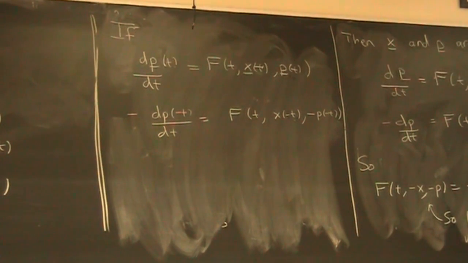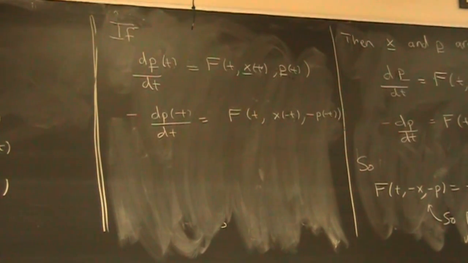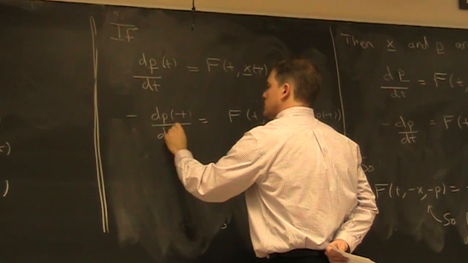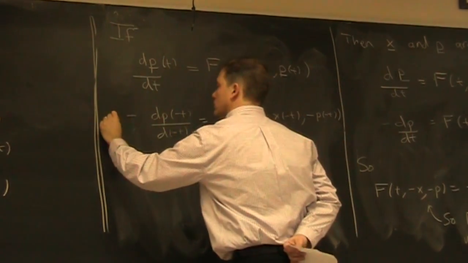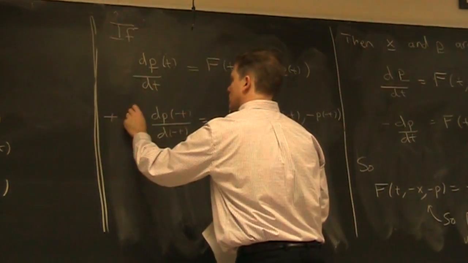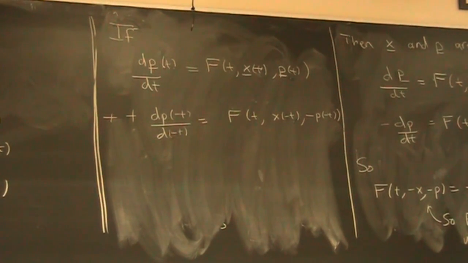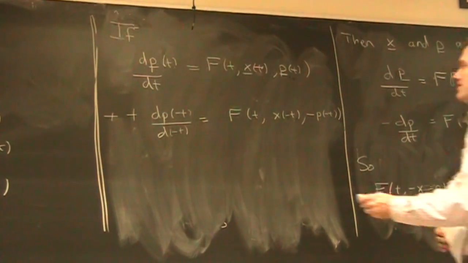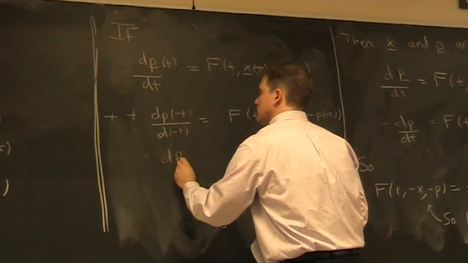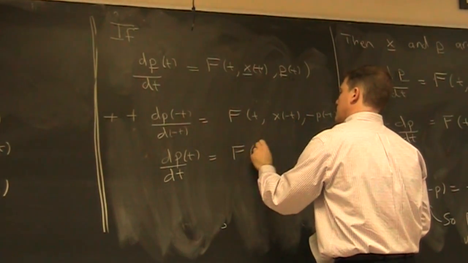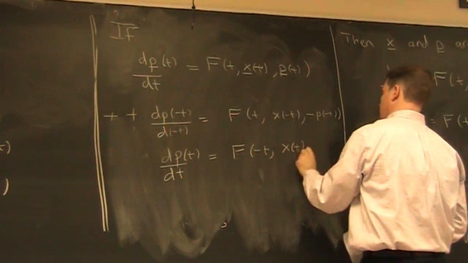Okay, let me put here minus t. Here, put a minus. Good, that's plus. So again, t is just a parameter. It runs from minus infinity to infinity. You just replace it with a new parameter. This equation says that dp/dt of t is equal to f of minus t and x of t, p of t.